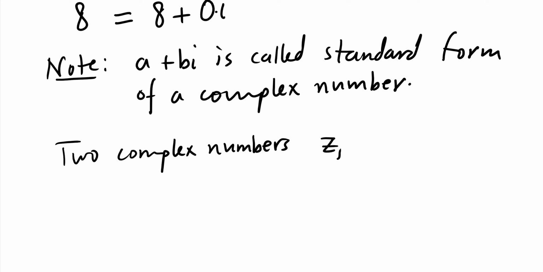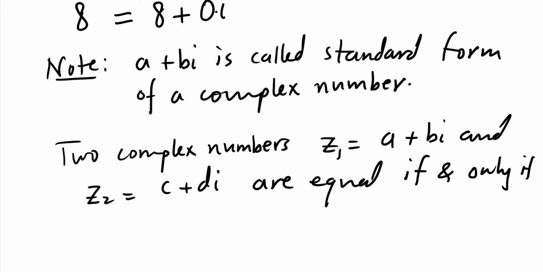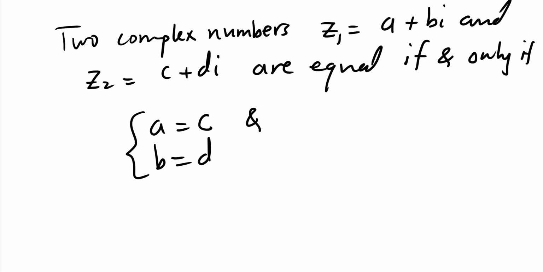Two complex numbers, let's say z1, let's call it a plus bi, and z2, c plus di, are equal if and only if the real part equals the real part, so a equals c, and b equals d. These two things must be the same. So z1 equals z2 if a equals c and b equals d. That's important.